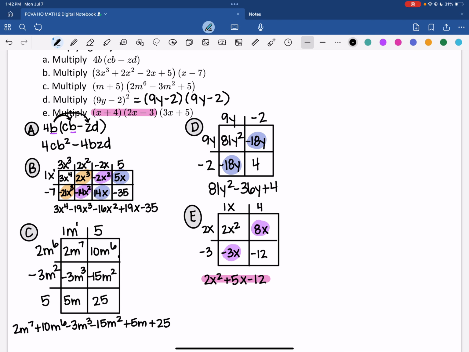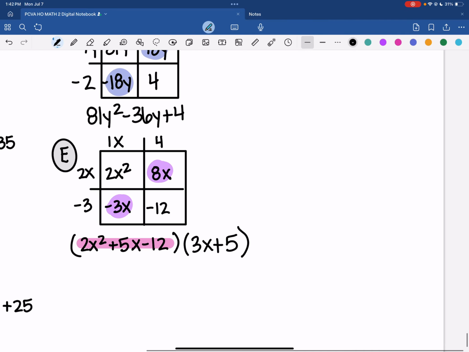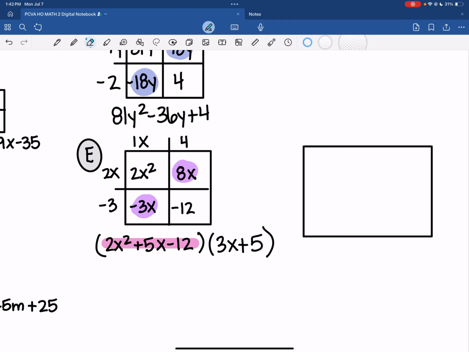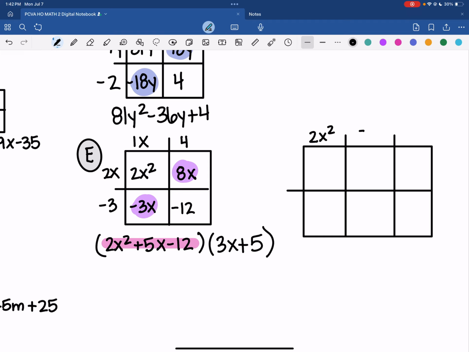We now need to take that and multiply it again by the 3x plus 5. And again, it's all about how you want to do it. Personally, I'm going to set up another box. You don't have to, but you do have to make sure that you multiply everything in one parentheses by everything in the other. So it just makes sure that you are multiplying everything together. So for the first one, I have 3 terms. For the second one, I have 2 terms. So this is going to be 2x squared, 5x and negative 12. And then this one's going to be 3x and 5.